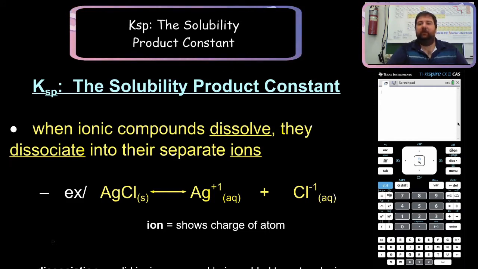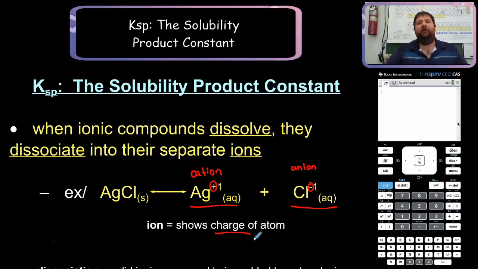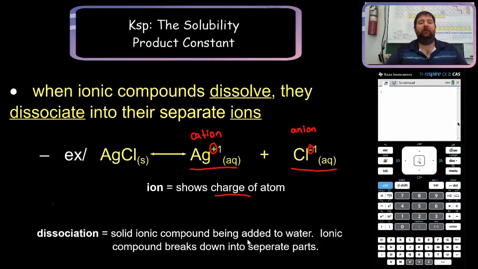Now, just to review, what is an ion? This is an ion. This is also an ion. This one is a positive ion, known as a cation. This one is a negative ion, known as an anion. Cations and anions are ions. Ions are things that have charges. So they're atoms with charges, meaning they've gained or lost electrons. This is all a review.